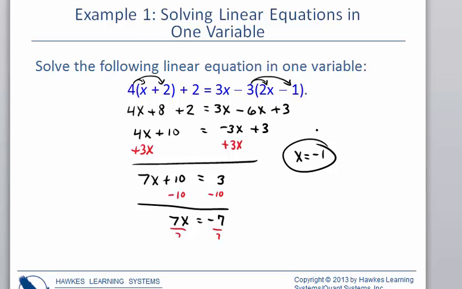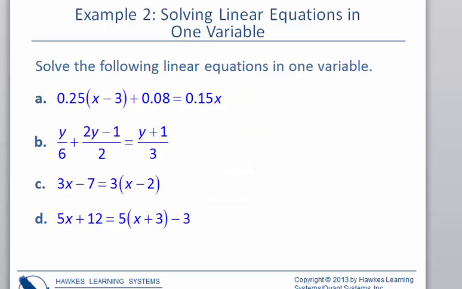Now, we're going to look at several other examples that are maybe a little bit more difficult. Part A in this example has a decimal, and so the decimal makes it a little more difficult to deal with. We have 0.25 times the quantity x minus 3 plus 0.08 is equal to 0.15 times x. And we want to solve that expression for x.